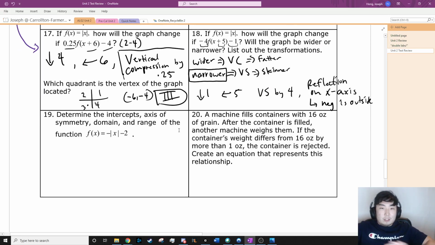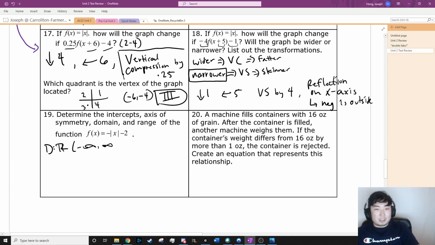19. Determine the intercepts, axis of symmetry, domain, and range of the function f of x is equal to negative, well, it's really negative 1 times absolute value of x minus 2. So if you didn't know, the domain is going to be all real numbers always. And really what your answer choice is going to look like is this. This is just an abbreviation for it. So I guess you don't really need to see that.